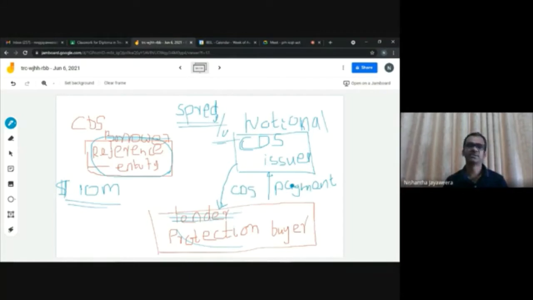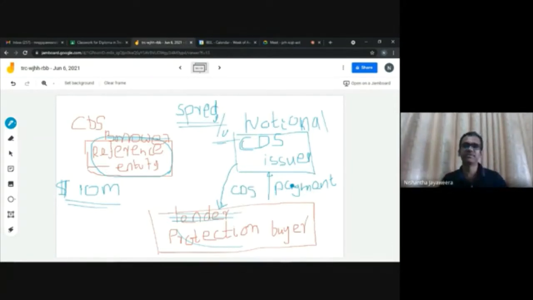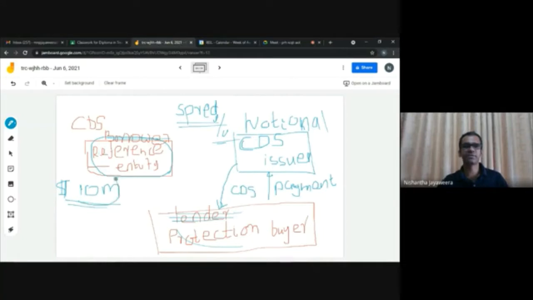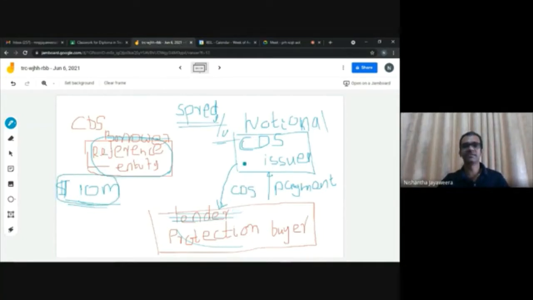One of their businesses is this. They went bankrupt because of this. What has happened in the Lehman Brothers story? Say a reference entity has only 10 million exposure to the market, credit risk. There were CDS issuers maybe for about 50 million.